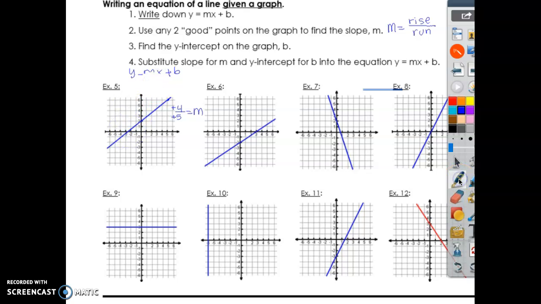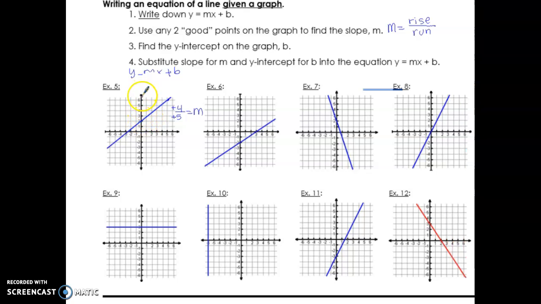So if we look at this graph over here and this y-axis right here, they meet right at this point, which is a positive 2. So my b, or my y-intercept, is 2. So now we're going to take these two things and plug them into our equation.